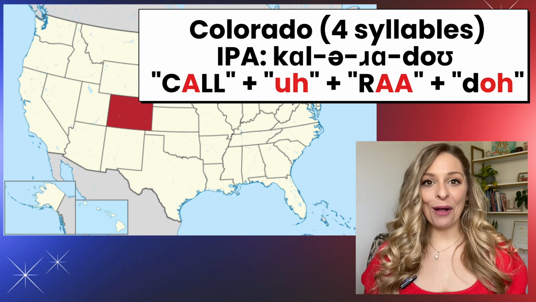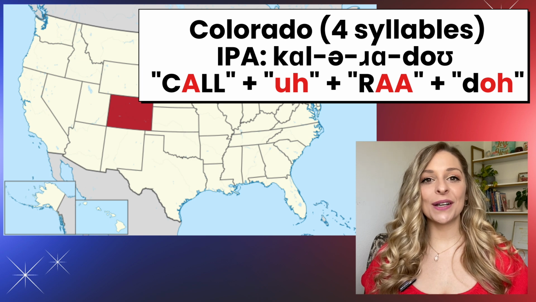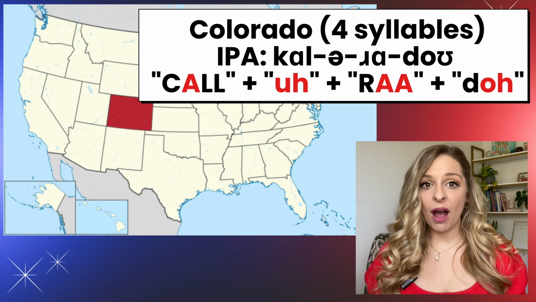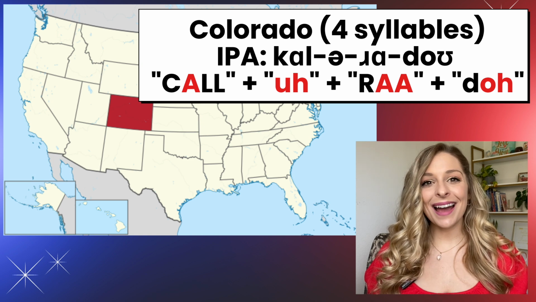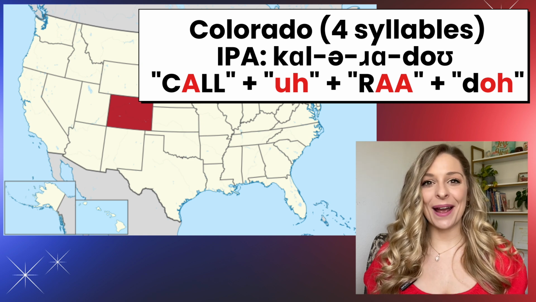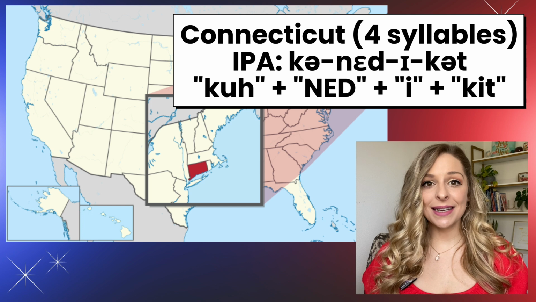Now, this word has a lot of vowels and they all sound a little bit different. So the first O is very open, kah. The second O reduces to a schwa, luh. The A is the same as the first O, it's open, ah. And the last O is an O sound, oh. Colorado.